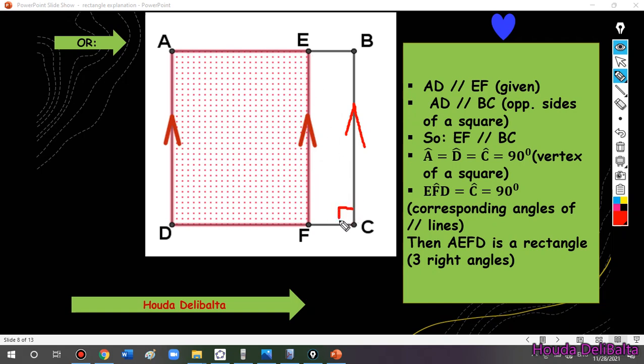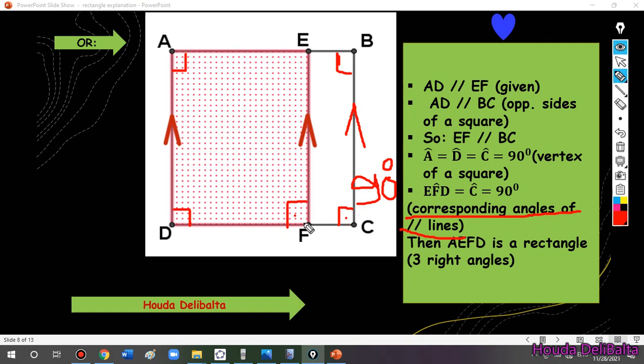And since angle C is equal to angle D is equal to angle A is equal to angle B, because these are all vertices of a square. So C is equal to 90 degrees. So F is going to be also 90 degrees by the idea of corresponding angles of parallel lines. So EFD and C, those angles are called corresponding angles. Look, they form the F shape as you see here.